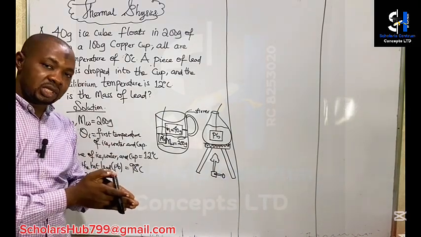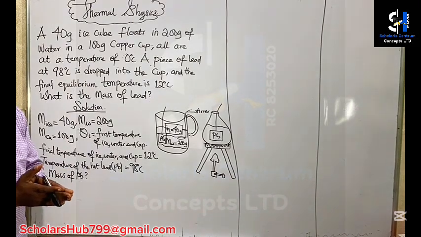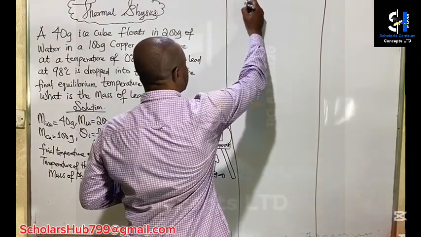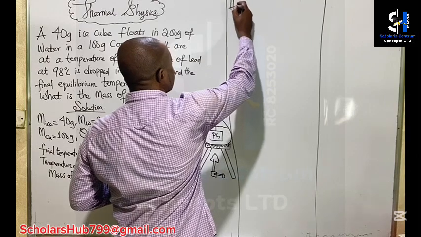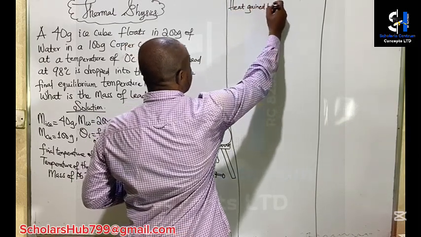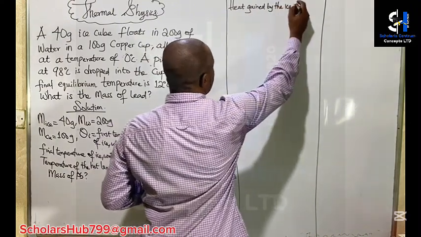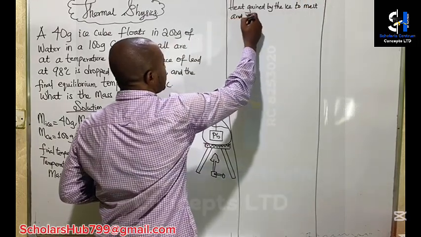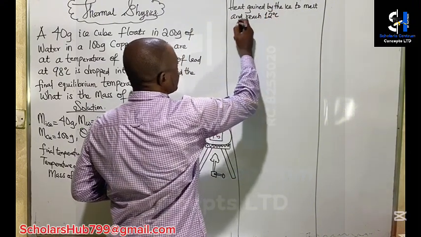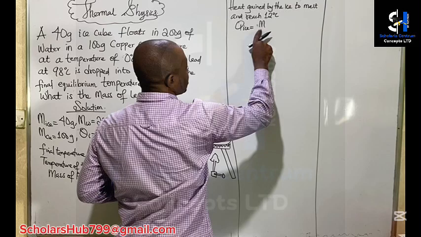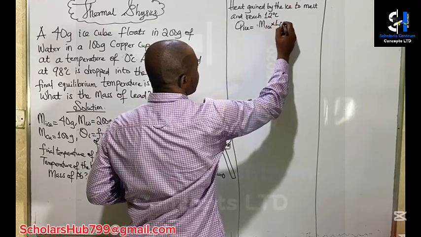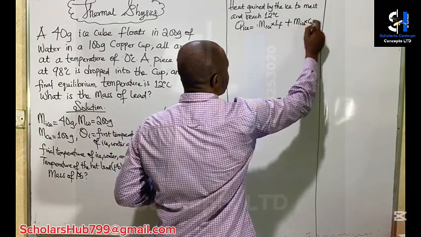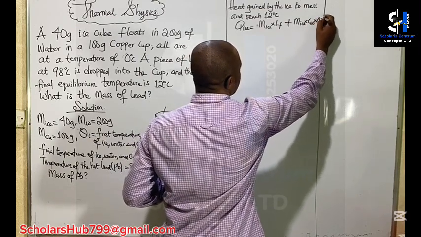that is, it converts from its solid state into what? Into liquid state. In that case, we are going to make use of what we call latent heat, and that's the heat gained by the ice. Okay, so we have the heat gained by the ice to melt and reach 12 degrees Celsius. That will be the mass of the ice multiplied by the specific latent heat of fusion of ice, plus mass of ice multiplied by specific heat capacity of water, then multiplied by temperature difference.